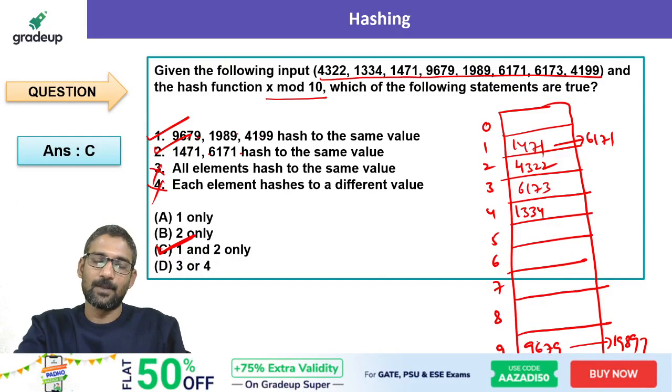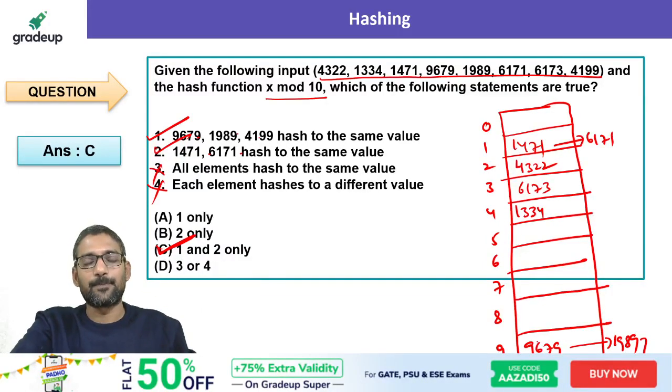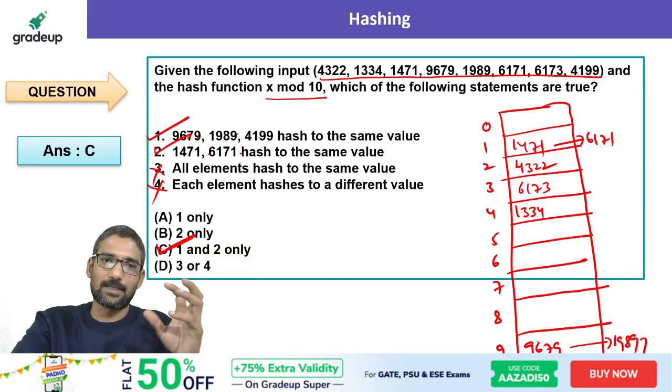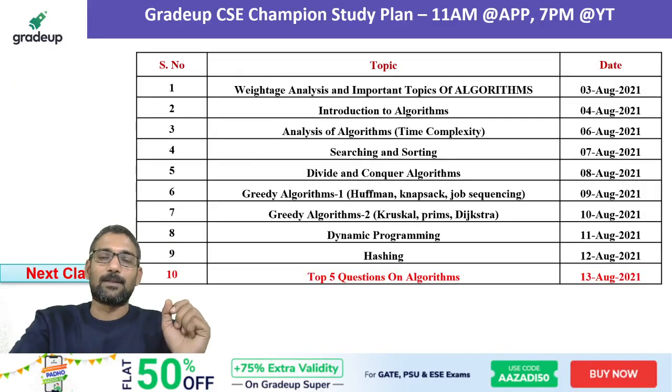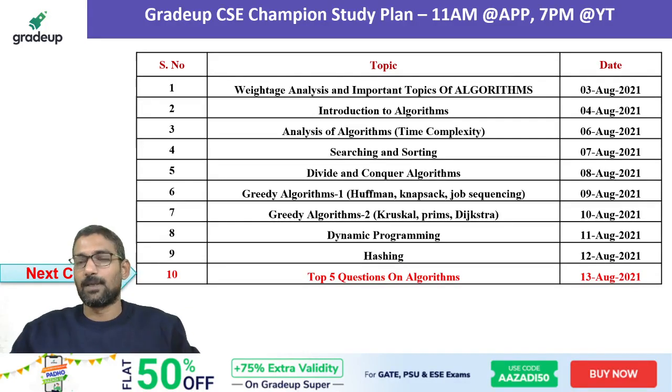So these are different questions from the topic of hashing in algorithms. I have tried to cover all possible questions, previous GATE questions and all those models. So guys, keep practicing, keep learning, keep growing. This is a very easy topic. Just learn all the hash functions and be attentive while solving such easy questions. That's all for today, and the last class of algorithms in the champion study plan would be this. We will see this in the next class.